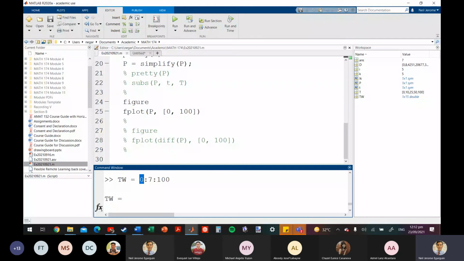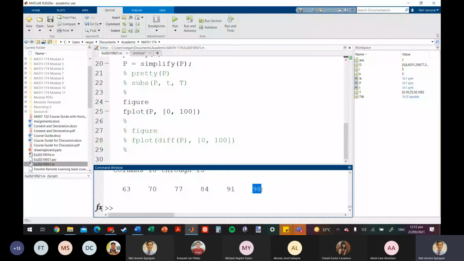Kasi pag nag-add ka pa ng 7 sa 98, that will give you 105, which is beyond the upper limit for the TW values that I want. Kasi ito yung weekly data. Okay? So, nakuha ko na yung X values, yung mga bagong T values, kung saan gusto kong i-evaluate yung interpolating polynomial. So, ngayon, it's up to us to plug these values into our interpolating polynomial.